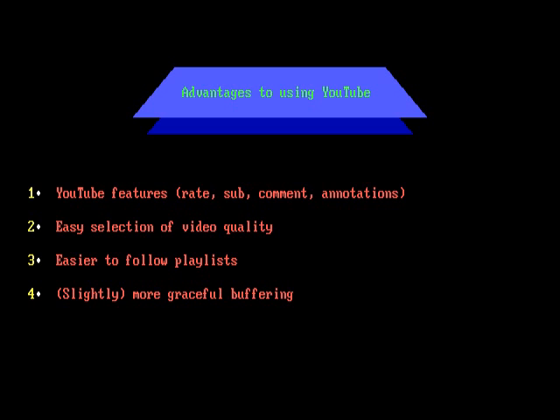And slightly more graceful buffering. Now this is basically the whole YouTube being stupid kind of thing. Sometimes videos just take forever to load. Well, YouTube does try to buffer ahead some before it actually tries to continue playing, whereas VLC will kind of stutter along if it runs out of buffer. And trying to pause the video and let it buffer really doesn't work that well.